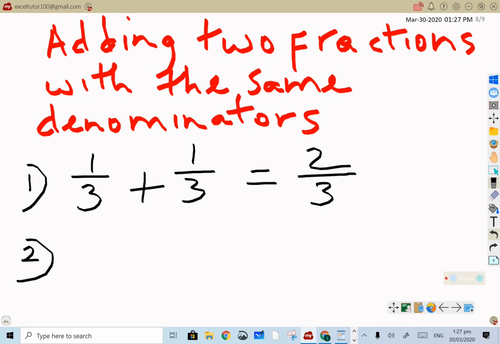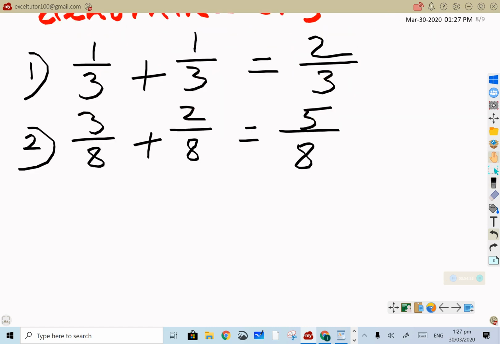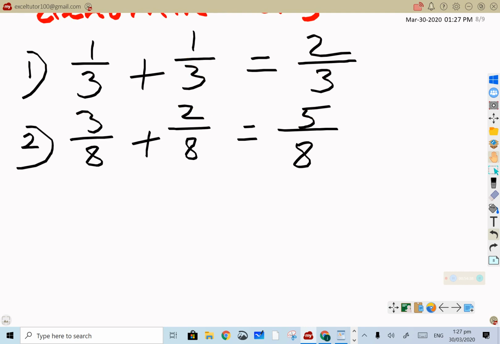If we look at another one, 3 over 8 plus 2 over 8. So again, we keep the denominator and we add the numerators. 3 plus 2 is 5. Easy? It is actually quite easy. But I will show you a few more examples just to make sure. Okay?